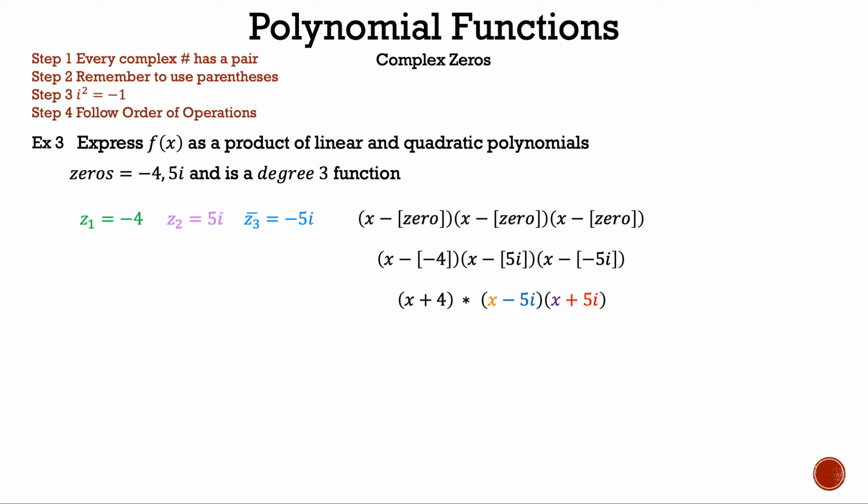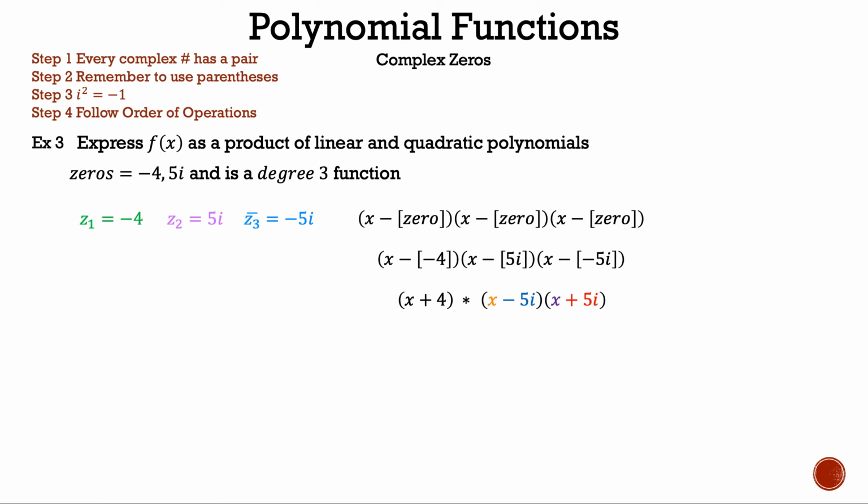Now, let's change each of those minus and negative to a plus sign. So now we have the quantity of x plus 4 times the quantity of x minus 5i times the quantity of x plus 5i. We have also separated the x plus 4 a little bit, since we need to focus on the two binomials that contain the letter i. What do we think is the next step?